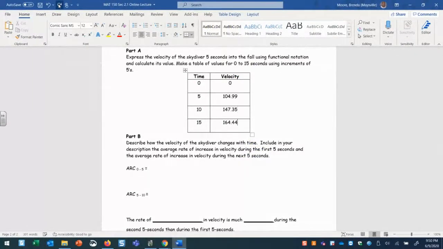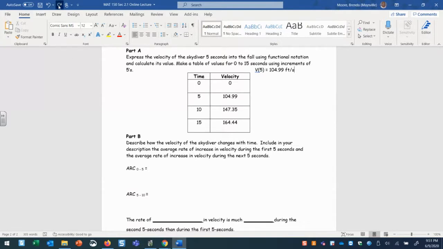So I'm entering all the values. We also have to express the velocity of the skydiver 5 seconds into the fall using functional notation. And there it goes right here. Now we're going to use this information here to help us do part B, the average rate of change. Describe how the velocity of the skydiver changes with time. Include in your description the average rate of increase in velocity during the first 5 seconds and the average rate of increase in velocity during the next 5 seconds.